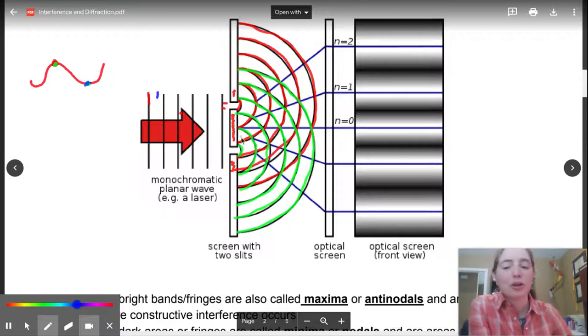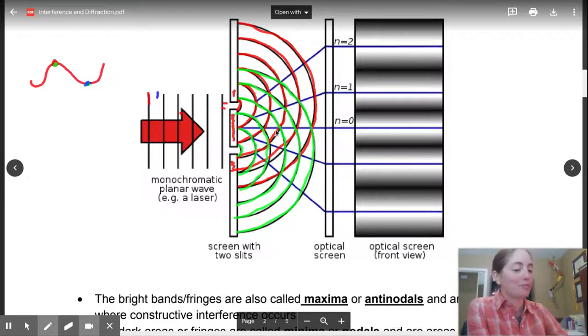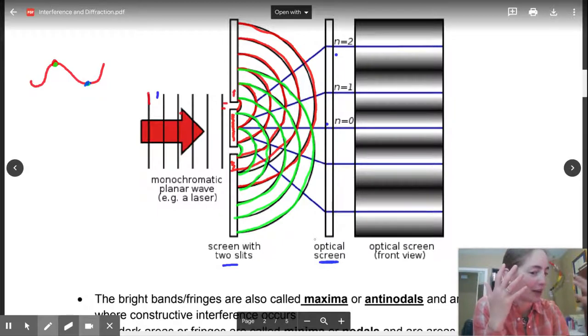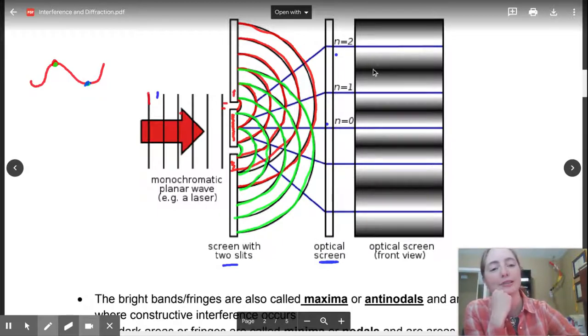Okay, so because these lines are already blue, I'm going to use blue. And what we're going to do is we're going to see where we're going to get constructive interference and what all of these lines mean. Okay, so we've got our screen with two slits. We've got your barrier with two slits. And then what we have here is an optical screen, so a screen that you're going to be projecting things onto. And this is just the front view. This is what you would see if you were looking at it from this perspective.